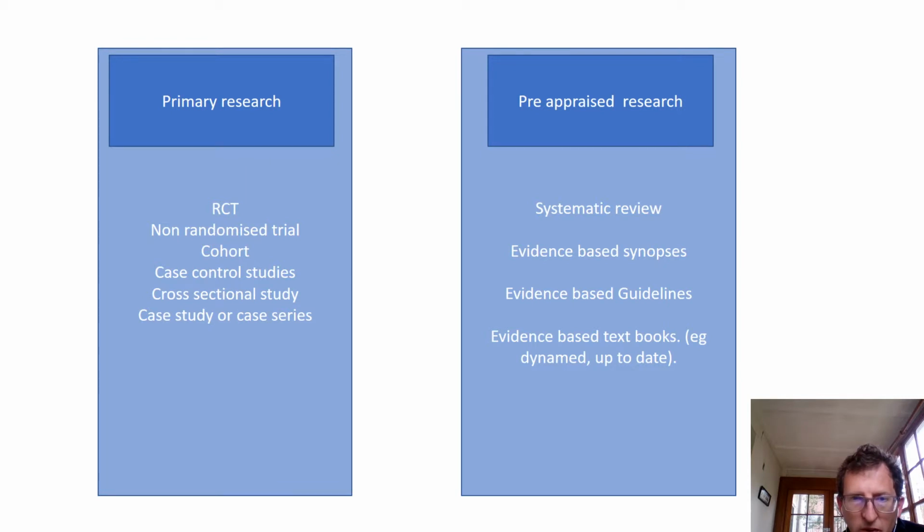The other concept that we wanted to bring across, having worked out exactly what the nature of the question is that we have, is what sort of literature there is out there. So we introduced the concept of primary research versus pre-appraised, and we went through the pros and cons of each of these, with the take-home message really being that if you want to do a proper search, you need to look in all of these, because they've all got their pros and cons.